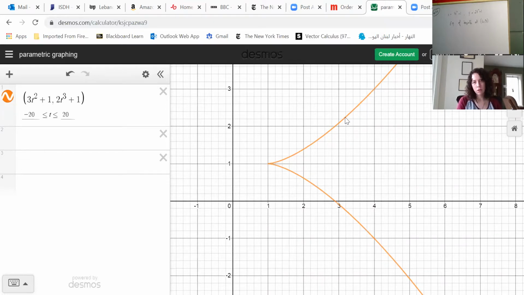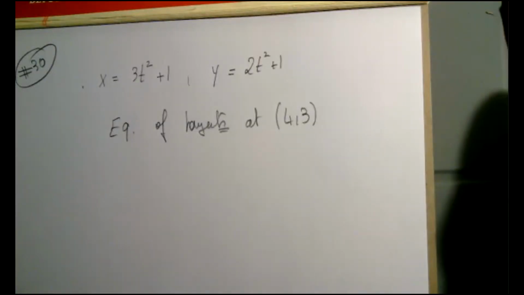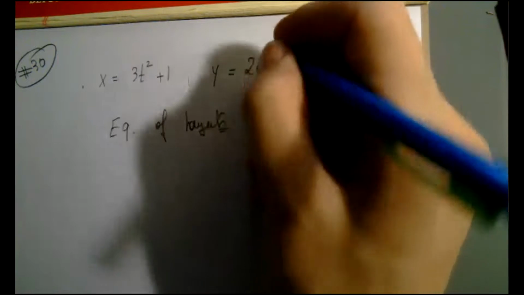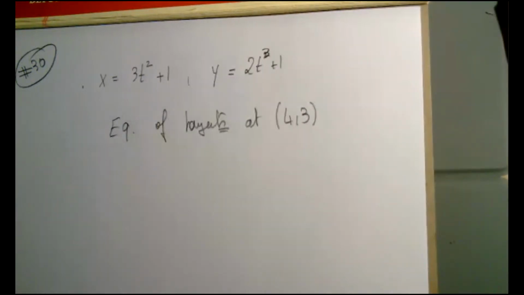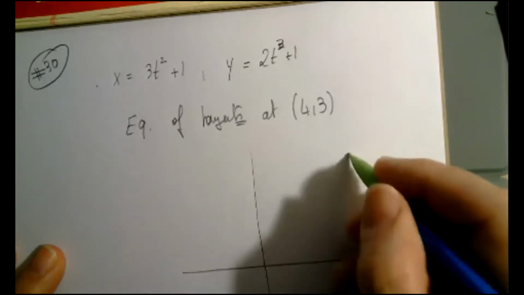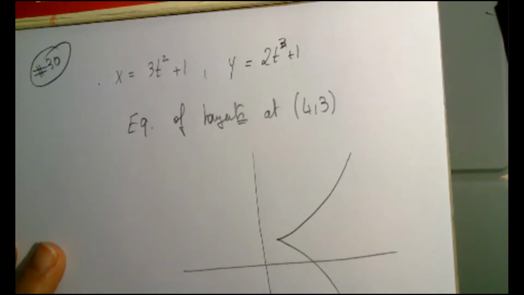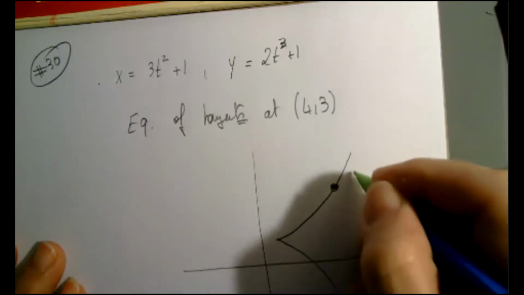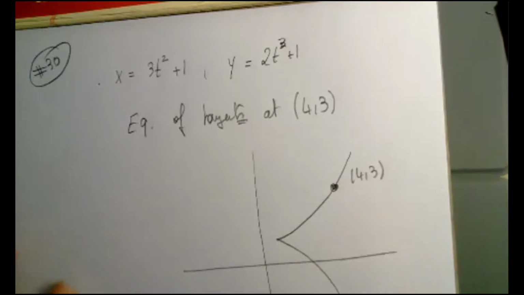So how can I do that? That's the graph, and it looks like the slope here is positive, because the line is rising here, and they want me to find the equation at this point. So who can tell me how to do that? Any ideas? My graph looks something like that, and my point (4, 3) is right here.